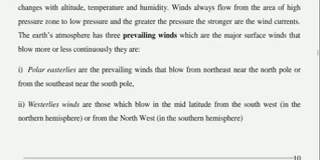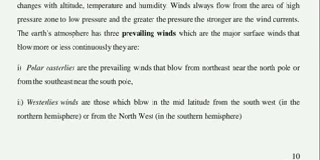The atmosphere has three prevailing winds, which are the major surface winds that blow more or less continuously. They are polar easterlies, the prevailing winds that blow from northeast near the North Pole or from the southeast near the South Pole. Then westerlies are those winds which blow in the mid latitude from the southwest in the northern hemisphere or from the northwest in the southern hemisphere. Trade winds are the tropical winds that blow from the northeast in the northern hemisphere or from the southeast in the southern hemisphere towards the equator. Polar cell, Ferrel cell, Hadley cell.